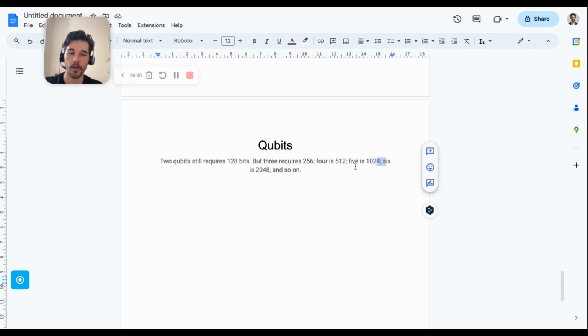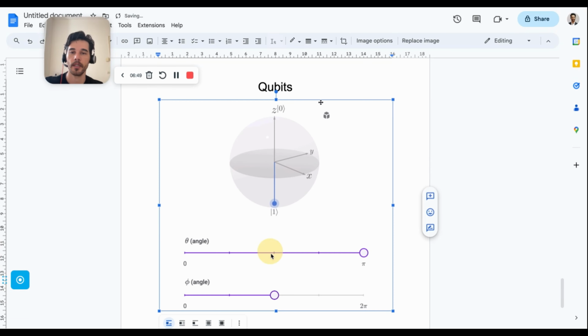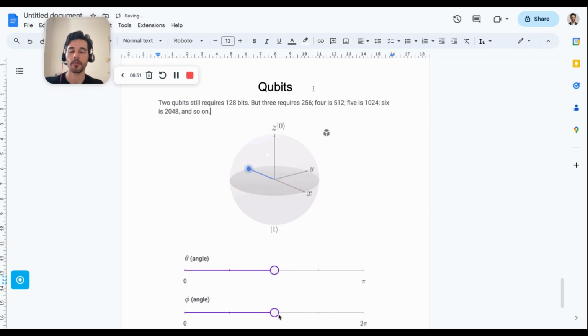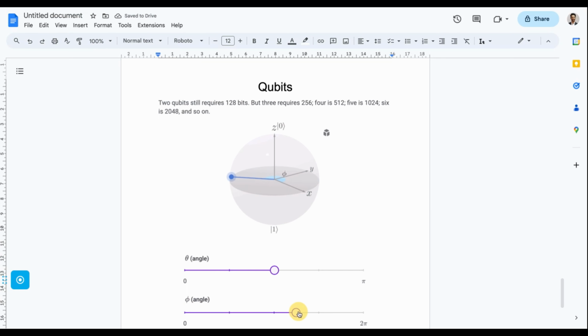Now we will see something that is very important. We will see the quantum advantage horizon.